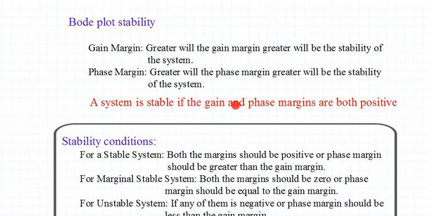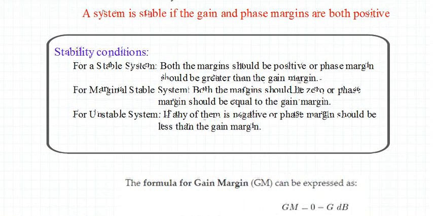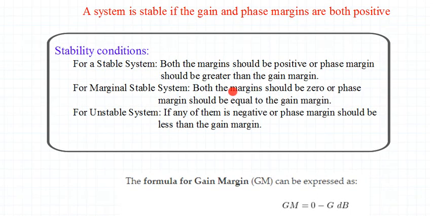So let us look at the conditions. Both the gain margin and phase margin should be positive for stability. For marginal stability of the system, both margins should be 0, or phase margin should be equal to gain margin, either of the conditions. So if phase margin is equal to gain margin, you say that your system is marginally stable. Your system is unstable if the gain margin or phase margin, any one of them is negative or both of them are negative.